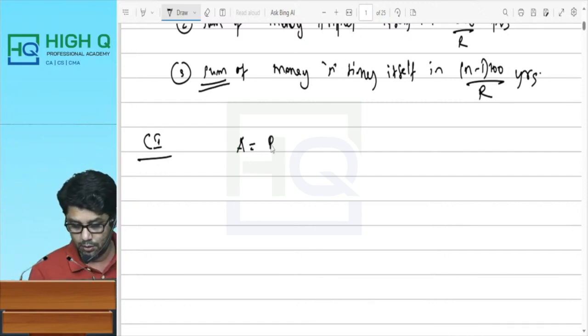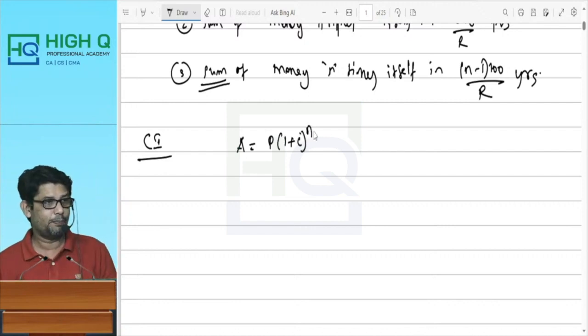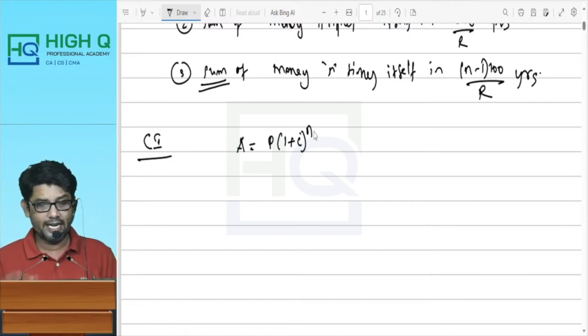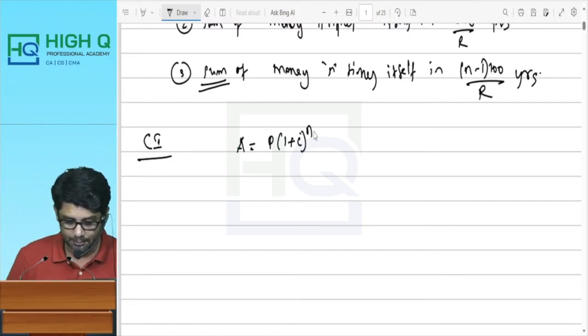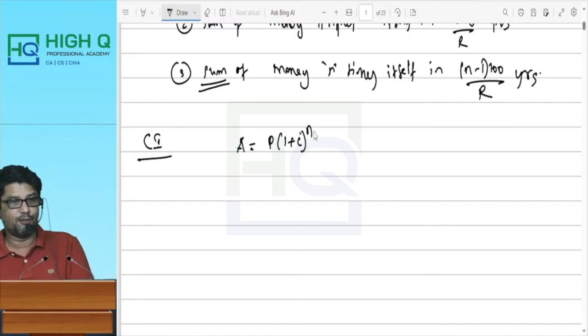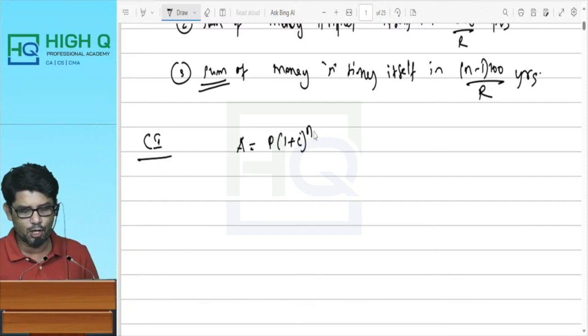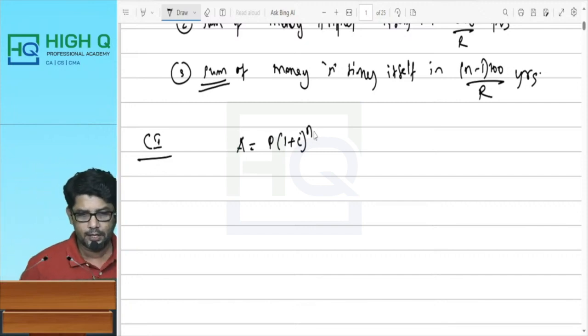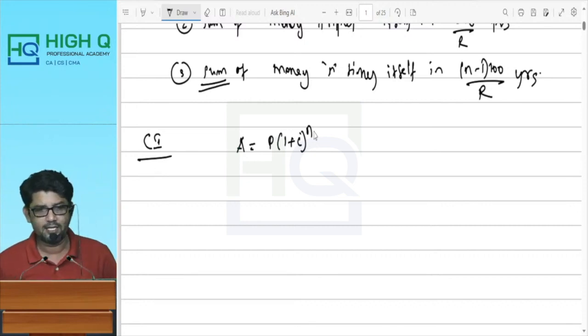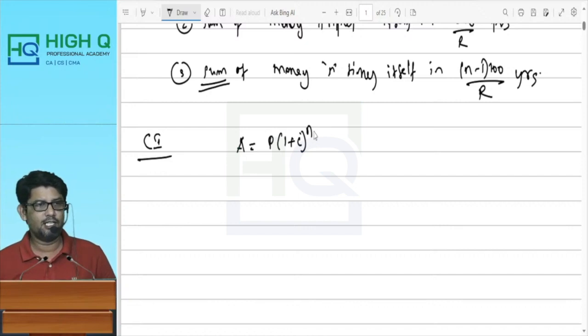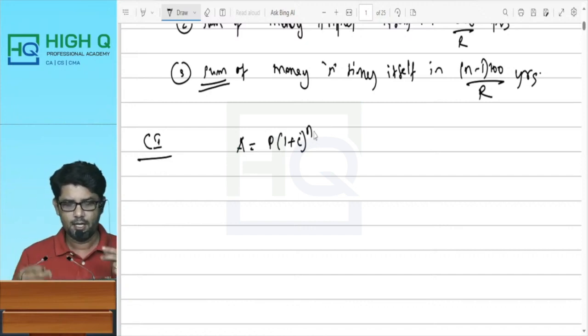So now compound interest: A is equal to P into 1 plus i whole power n. Can anyone tell me what n stands for in compound interest? Please comment. Tell me, my dear, what does n stand for in compound interest? I want to know the answer. Please, fast, make it fast.